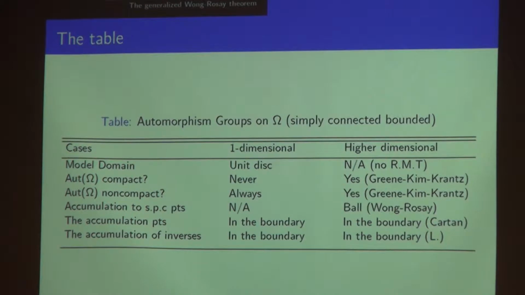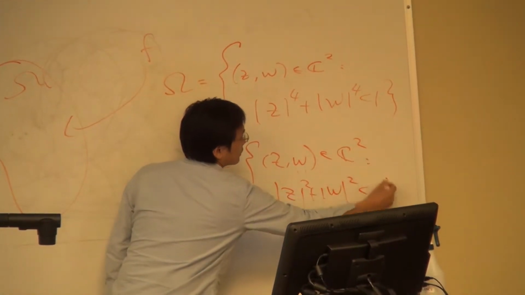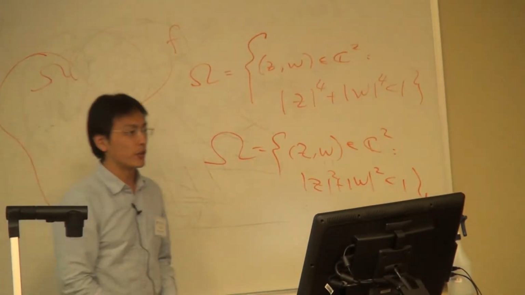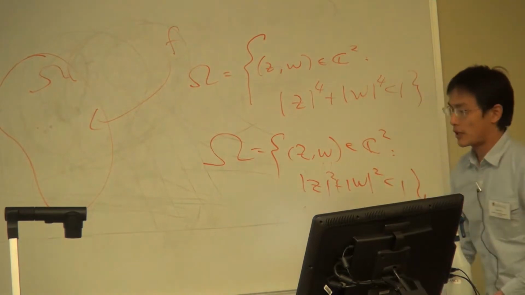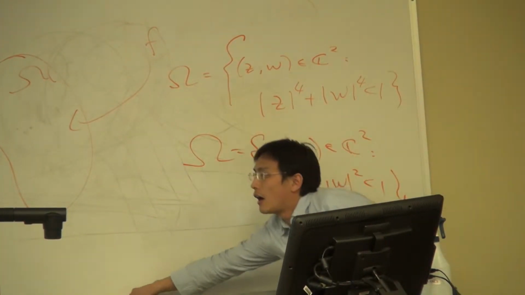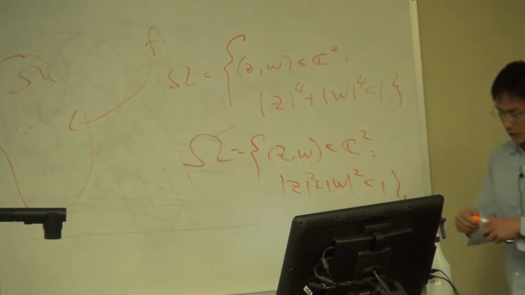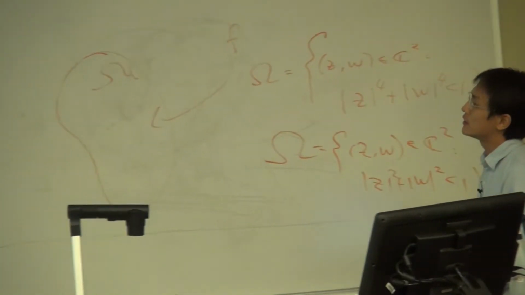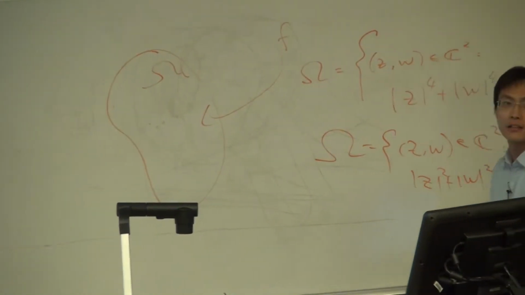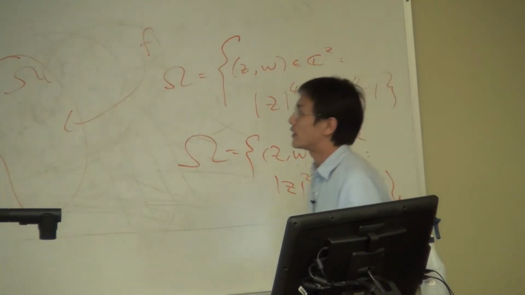Also, can the automorphism group in several complex variables be non-compact? The answer is also yes. One easy example with smooth boundary is just the unit ball. This is well known, and the automorphisms are quite similar to the Mobius transforms. So in higher dimensions, the automorphism group could be compact and could be non-compact, which is different.